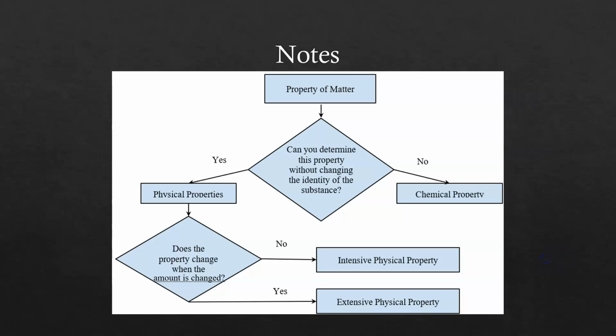And so here we have a chart that shows all of this. Make sure you write down this last part here in your notes. Does the property change when the amount is changed? So you would ask yourself these questions to determine if it's a chemical property or a physical property, and based off the physical property, is it an intensive or extensive property?